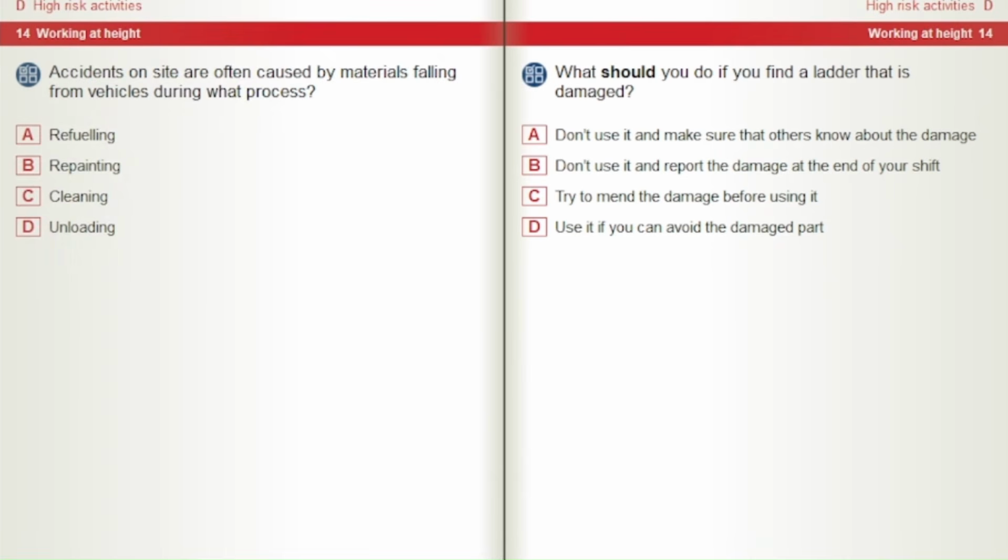Accidents on site are often caused by materials falling from vehicles during what process? Refueling, repainting, cleaning, unloading.